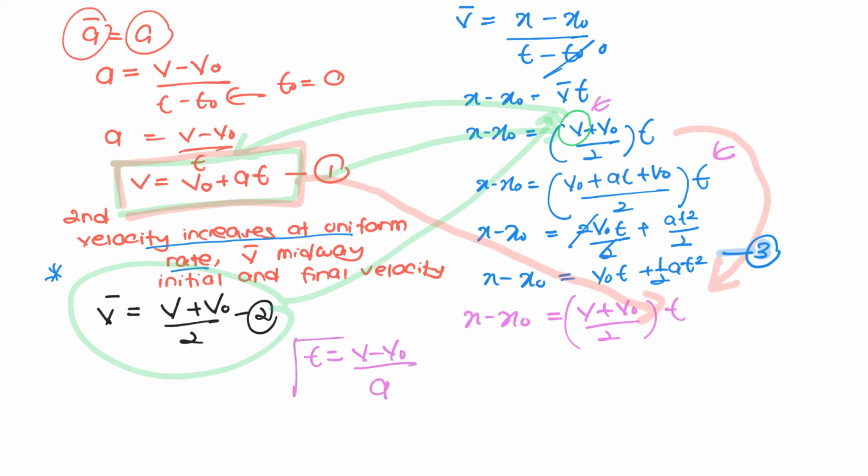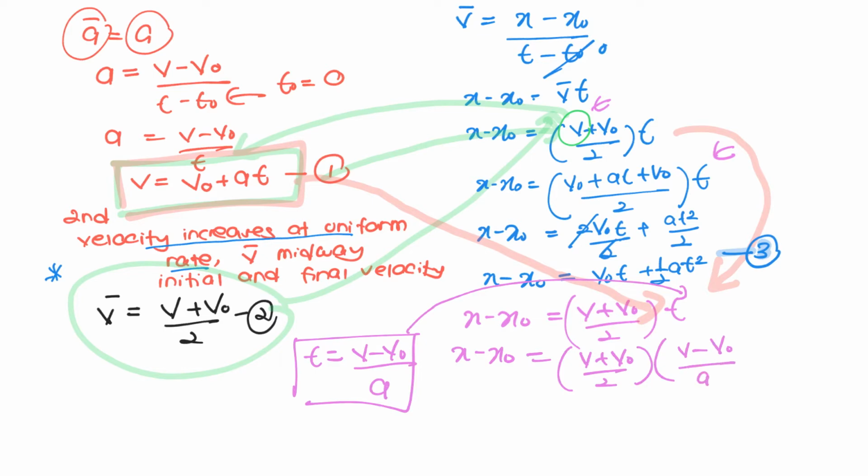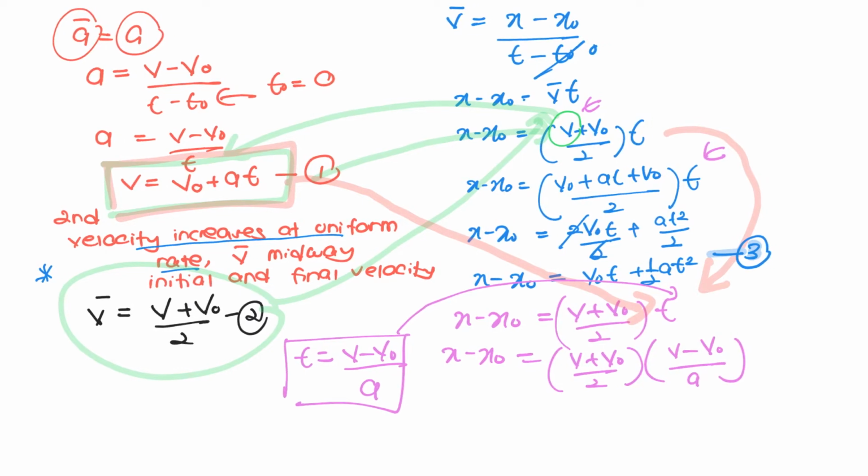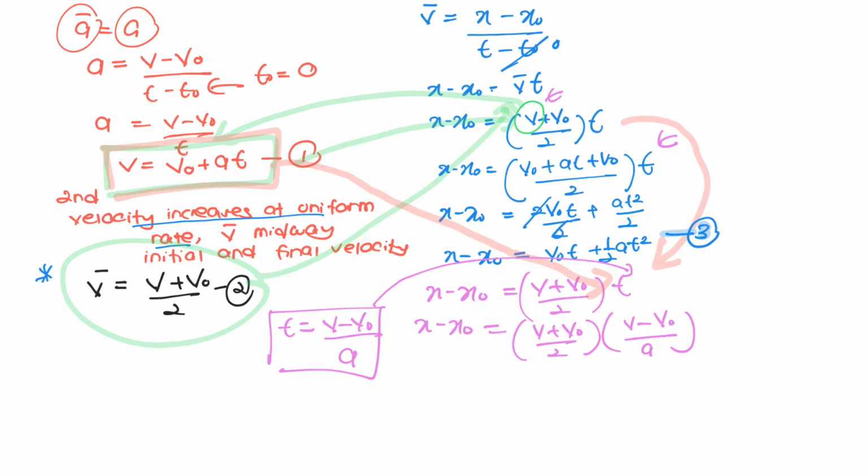Okay, so once you're done with this, you substitute this one into t. So you are going to get x minus x naught equals v plus v naught over 2, and this is going to be v minus v naught over a. Okay, so expand the equations, then you are going to get v square minus v naught v plus v naught v minus v naught square over 2a.